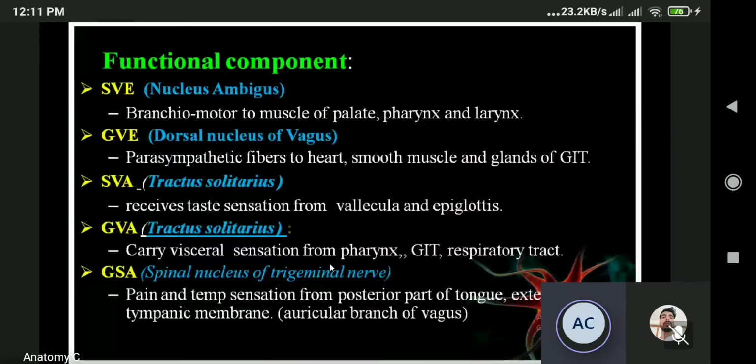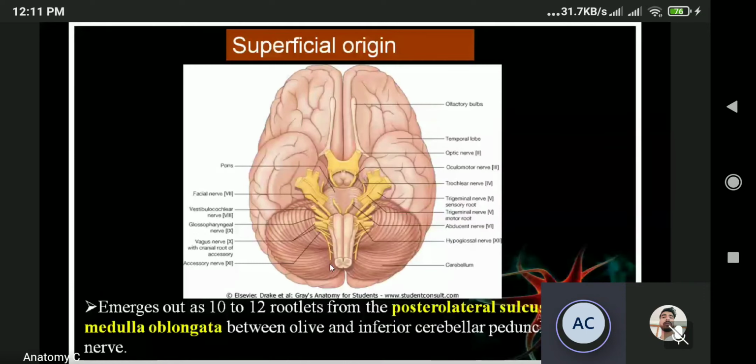Yes, ma'am. Okay, I'll move to the next slide then. The next is the superficial origin. Now I think you have already learned about this one. This is the brainstem: midbrain, pons, medulla oblongata. This one is the pyramid, this one is the olive, and behind the olive we have the posterolateral sulcus.